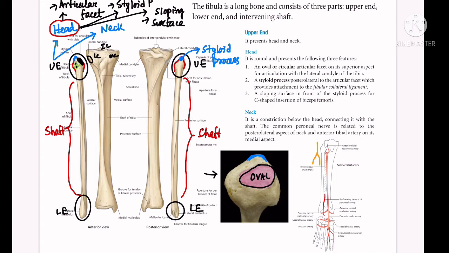Now, as we have talked about the head, let's discuss the neck. The neck is the adjoining constriction below the head. So, the neck is this part. The neck is related to the common peroneal nerve on the posterolateral aspect and to the anterior tibial artery on its medial surface. In this diagram, the anterior tibial artery lies on the medial surface of the neck, whereas this is the common peroneal nerve on the posterolateral aspect of the neck. Let's color the neck.